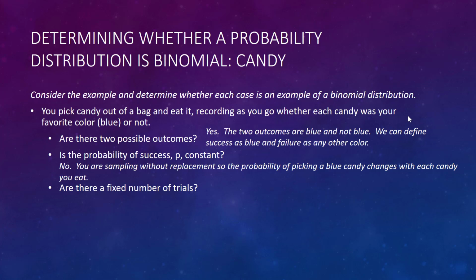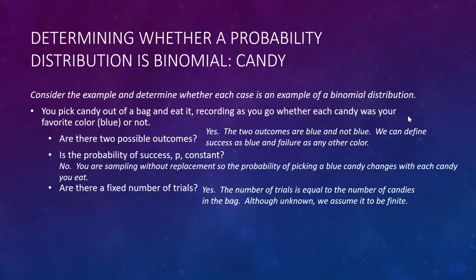Now, as I said before, we don't have to keep going. As soon as we get a no, we can automatically say that this is not a binomial. But again, just for the purposes of instruction and teaching this concept, I'm going to go through the other 2 criteria. So are there a fixed number of trials? Yes. We know that there's probably a finite number of pieces of candy in the bag, however many that is. So the number of trials would be the number of pieces of candy that are in the bag of candy.